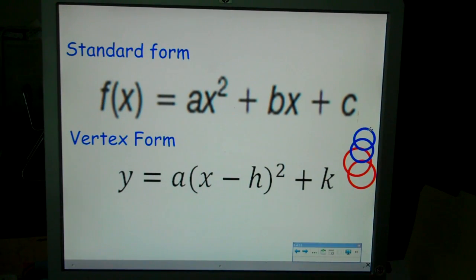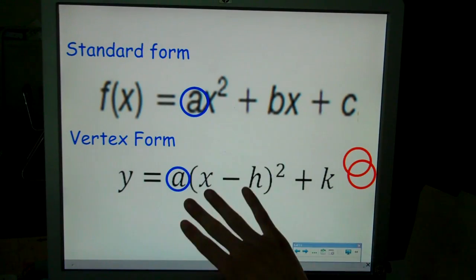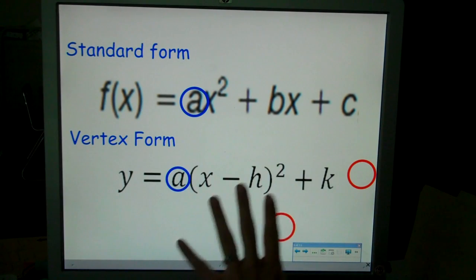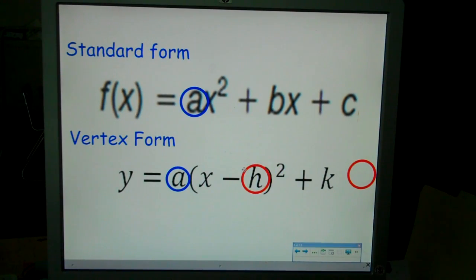Okay? All right, I want to show you some things that are the same. Look, a is in this one. He stayed constant. And a is in this one. Those 2 things are the same. What does a tell us about a quadratic? Think back. What did we say the effect of a was? A makes it either very wide or very narrow. Very good.